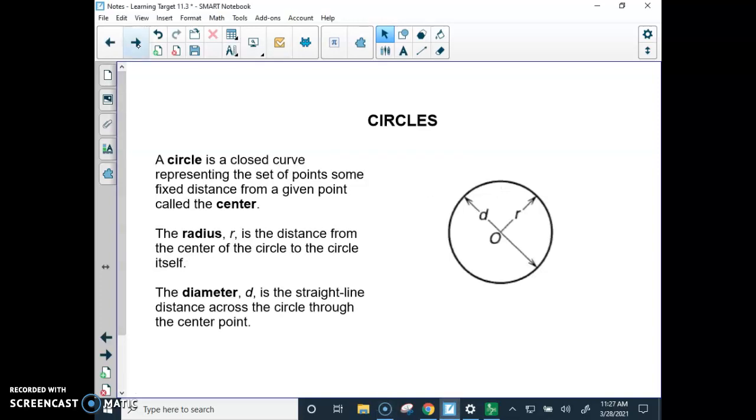Now, this is just a refresher for you, but again, a circle is just a closed curve representing the set of points some fixed distance from a given point called the center. The radius measures the distance from the center of the circle out to the circle itself. And then the diameter measures the distance from one side of the circle to the other all the way through the center of the circle. So we usually let R represent the radius and D represent the diameter. This is stuff you should have known when we talked about circumference, okay?